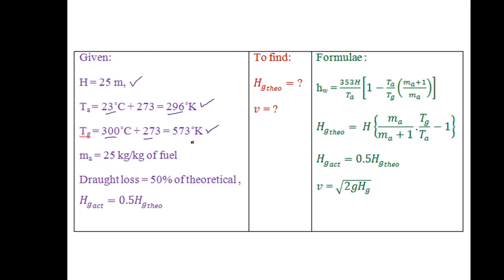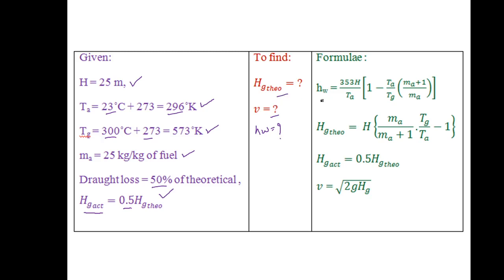573 K is the absolute temperature of hot gases. The mass of air taken for combustion of fuel is 25 kg per kg of fuel. The draught loss is equal to 50% of theoretical, that is, the actual draught produced in terms of hot gas is 0.5 of theoretical. So 50% is lost. What we have to find out is HW, the draught produced in water column, then velocity, then theoretical Hg, then actual Hg.